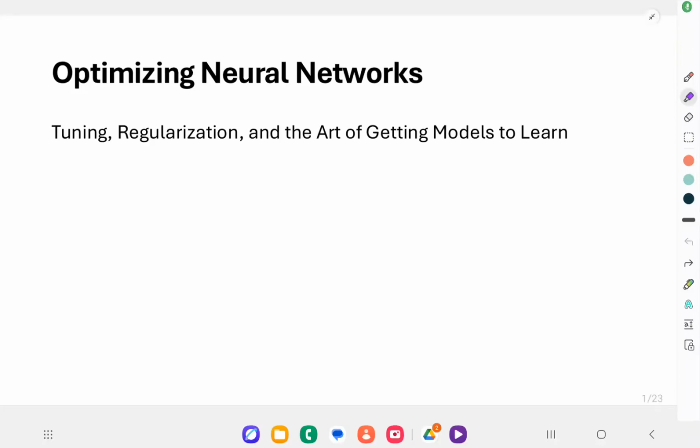Another lecture. So this week is all about knowing how to train a neural network well. We've already learned how to build neural networks, but now we focus on how to make them actually learn effectively through proper tuning and optimization. Think of it as learning to tune an instrument. The model's architecture might be the instrument itself, but unless it's tuned properly, it won't sound right, or in our case, it won't generalize and perform well.